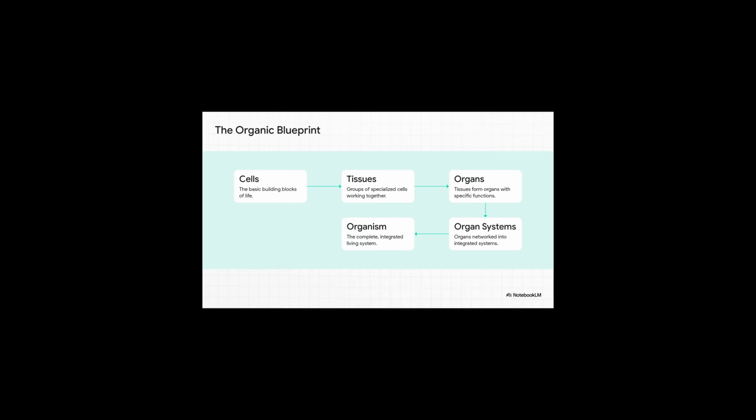Now, this is where it gets really cool. How are these things actually put together? It's all about levels of organization. You start with the tiniest building blocks, the cells. You group those together, you get tissues. Tissues work together to form organs. Organs get networked into organ systems, and all of those systems together create the complete organism. It's an incredible example of modular design.